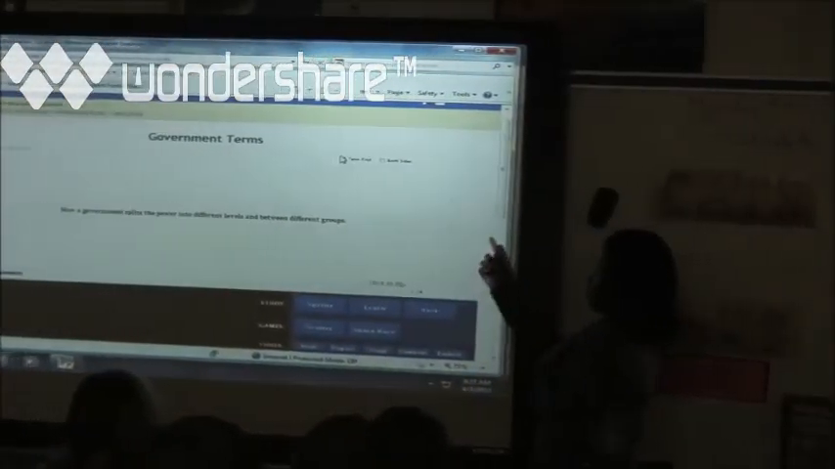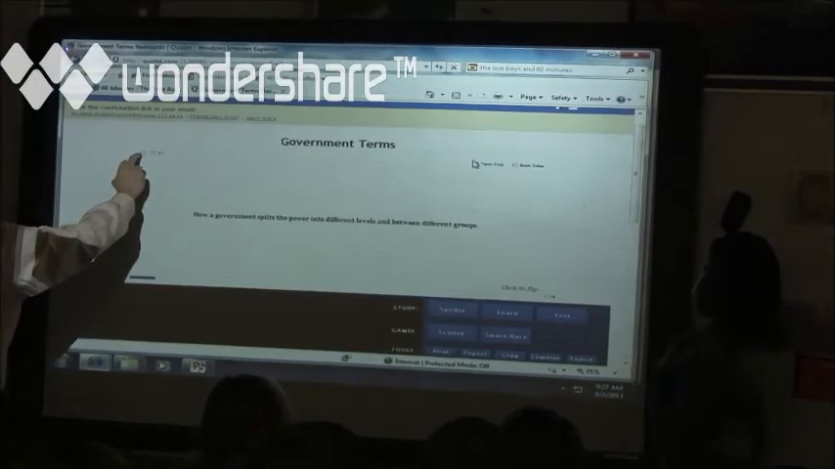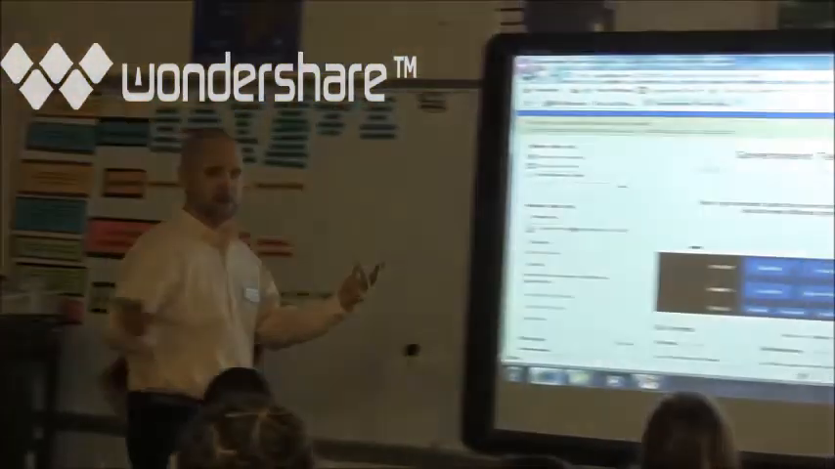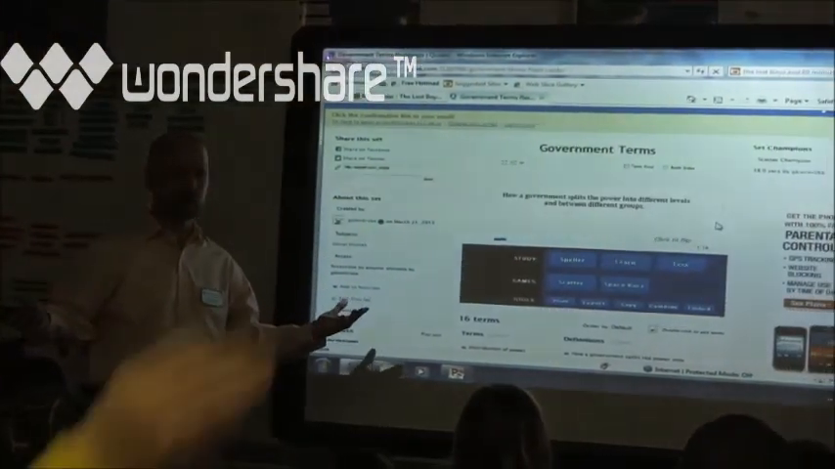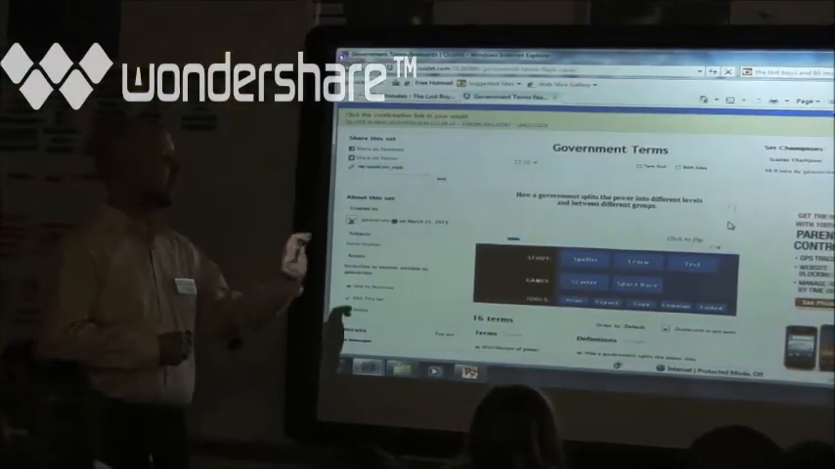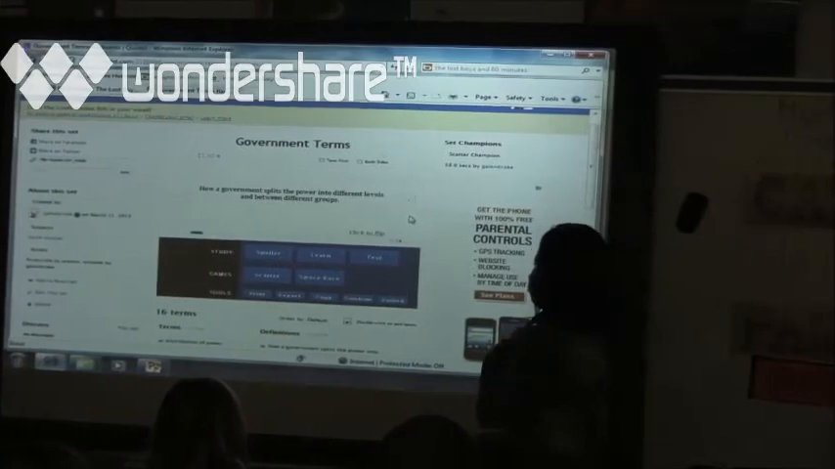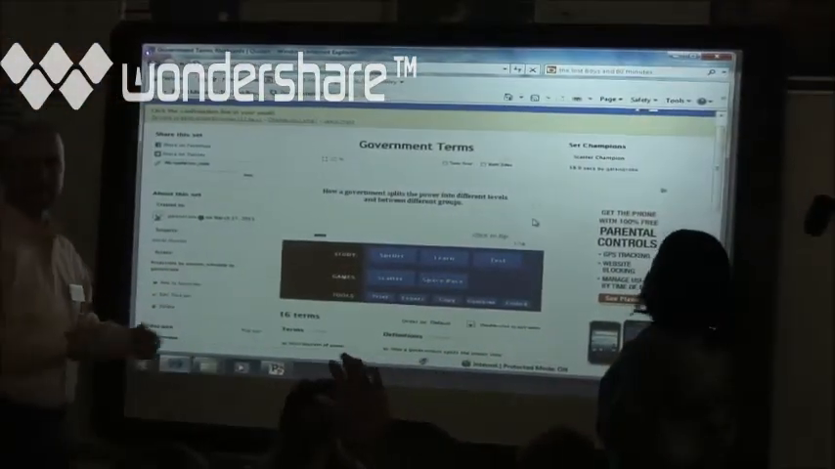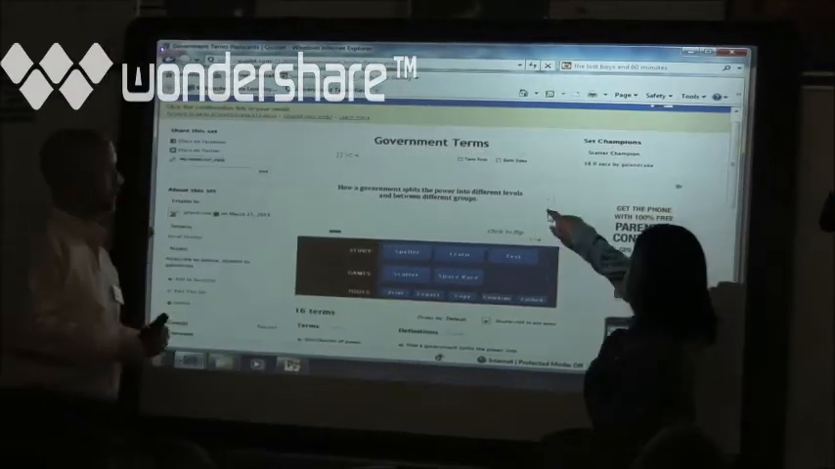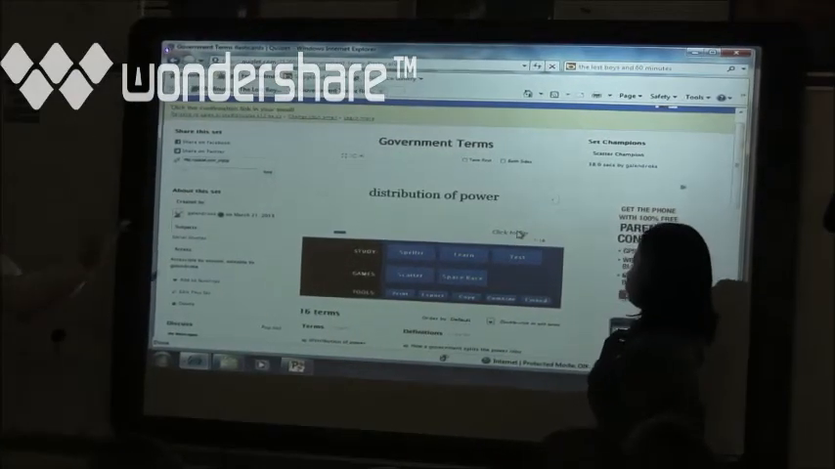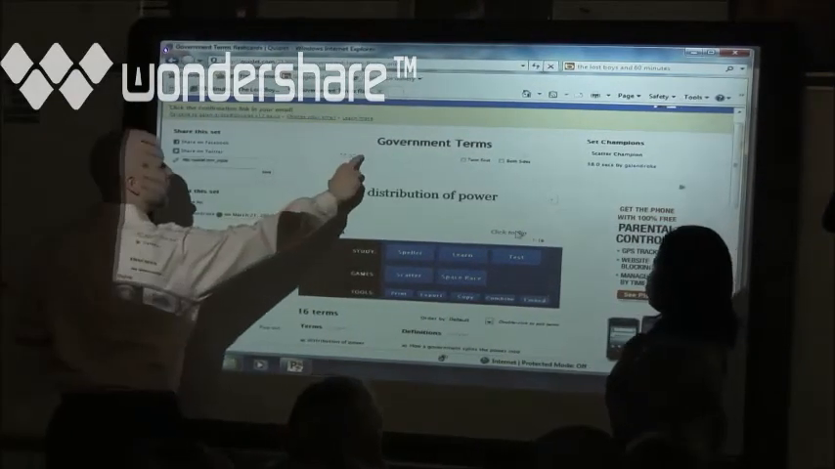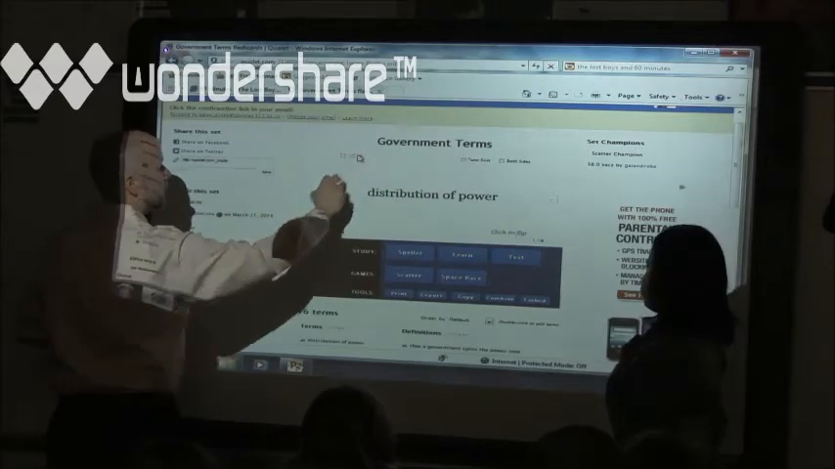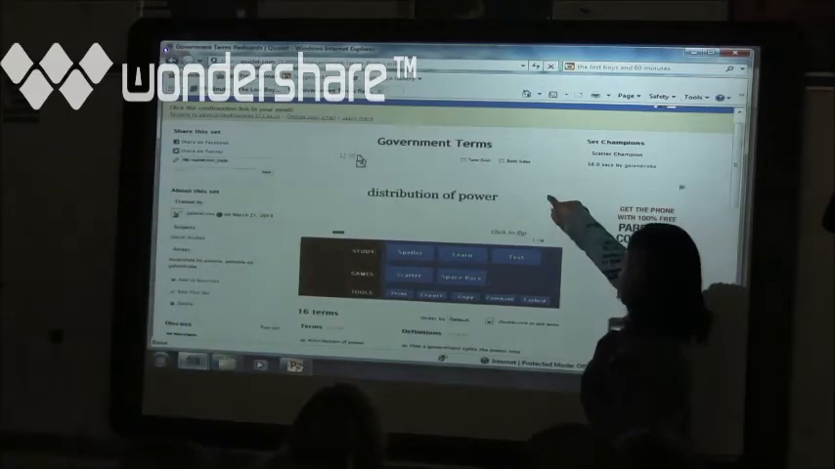You want to get it bigger? I don't think you can get it too much bigger. Does someone want to give this a go? Obviously, by now you've probably seen what the definition is. How a government splits power into different levels and between different groups. All right, hit flip. Distribution of power.